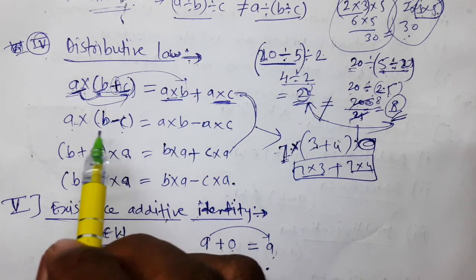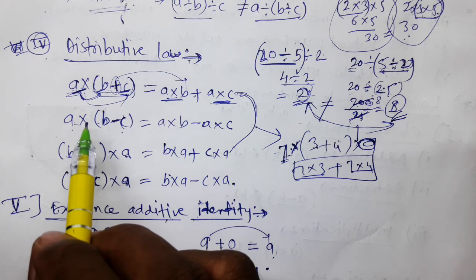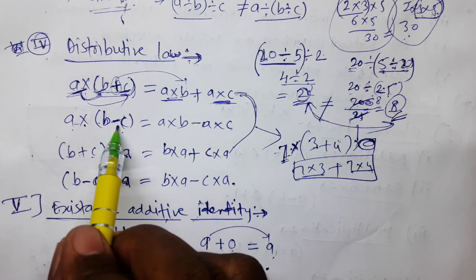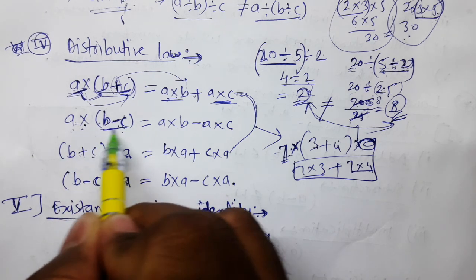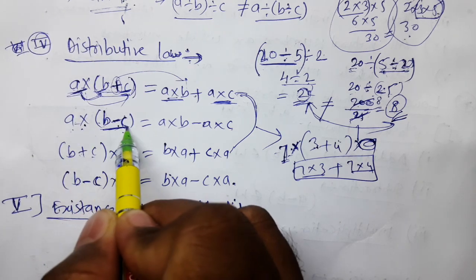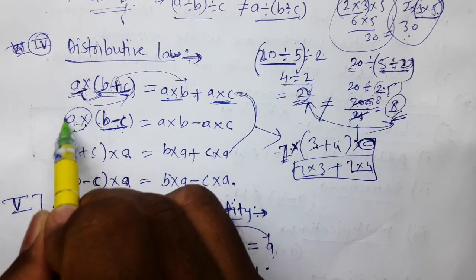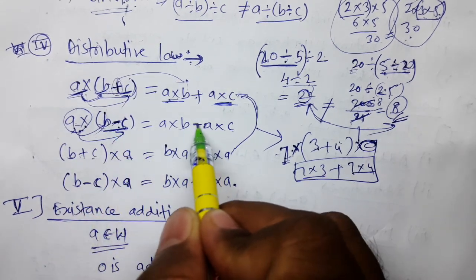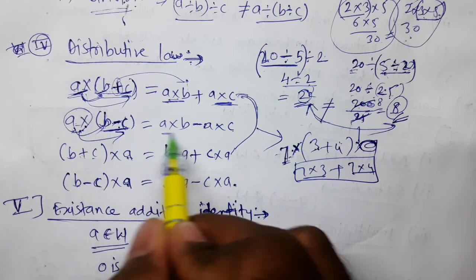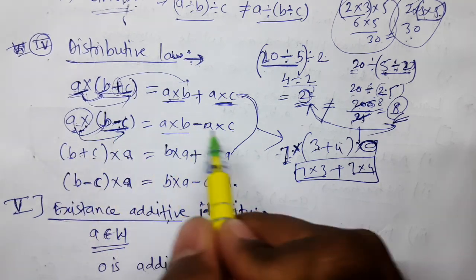So next, distributive law of multiplication over subtraction. Now A into, in the bracket there is a subtraction, B minus C. Then multiply A to both these numbers and put a minus sign in between them. So A into B minus A into C.